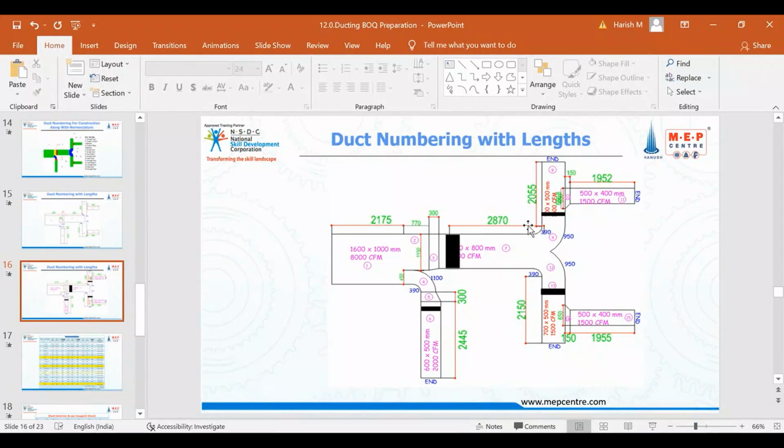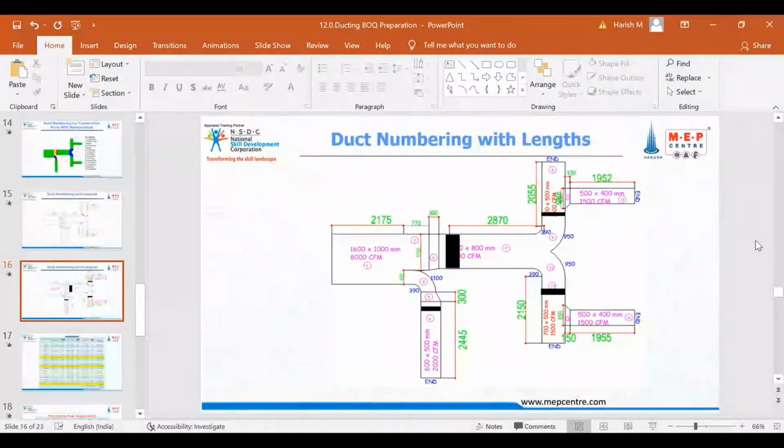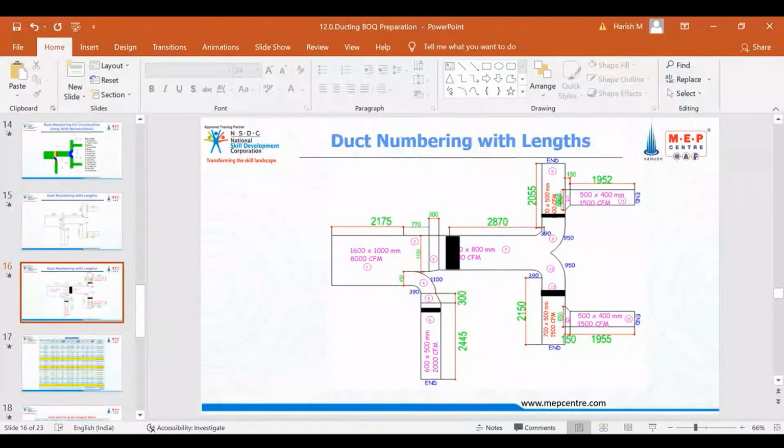But generally, is VCD inside the duct? VCD is always inside the duct, and it is controlled using electricity. Sometimes it is a pneumatic VCD. If it is non-pneumatic, that means manual VCDs, it is not controlled using electricity. I'll show you once.